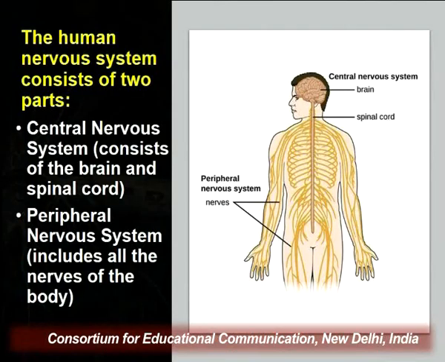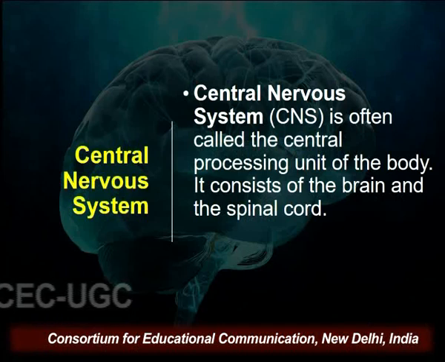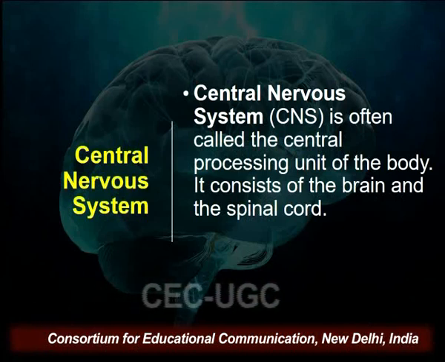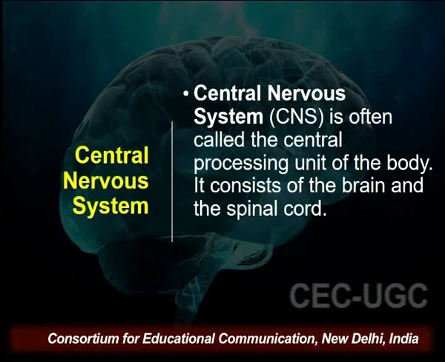The human nervous system consists of two parts. The first one is the central nervous system, which consists of the brain and spinal cord. The second one is the peripheral nervous system, which includes all the nerves of the body. In this part, we are going to study the central nervous system. The central nervous system is often called the central processing unit of the body. It consists of the brain and the spinal cord.